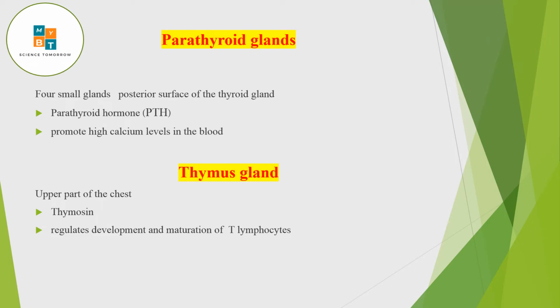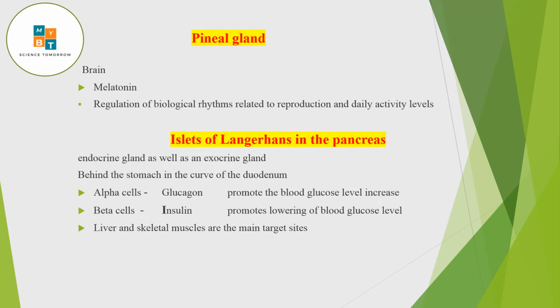When we consider the thymus gland, it is in the upper part of the chest, and the hormone thymosin is secreted by the thymus gland. This will regulate the development of the T lymphocyte and also maintain the maturation of the T lymphocyte. The other gland is in the back of the brain.